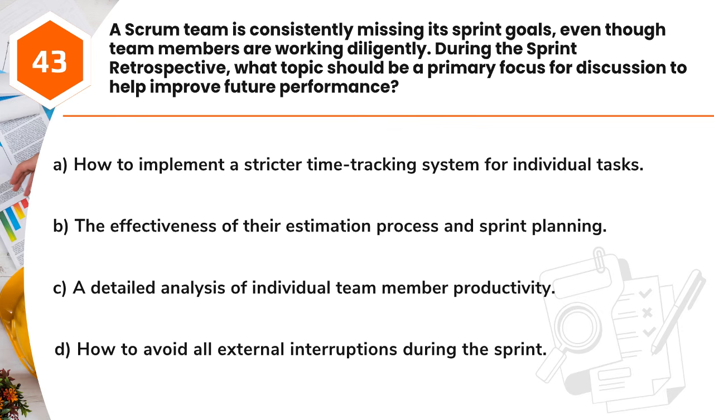Question 43. A Scrum team is consistently missing its sprint goals, even though team members are working diligently. During the sprint retrospective, what topic should be a primary focus for discussion to help improve future performance? A. How to implement a stricter time tracking system for individual tasks. B. The effectiveness of their estimation process and sprint planning. C. A detailed analysis of individual team member productivity. D. How to avoid all external interruptions during the sprint.